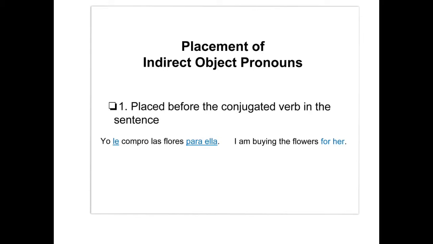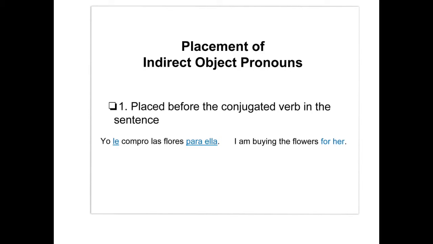Placement of indirect object pronouns is different in Spanish than it is in English. Indirect object pronouns are placed before the conjugated verb in a sentence in Spanish. Let's look at the example. Yo le compro las flores para ella. My indirect object pronoun, le, comes directly before my conjugated verb, compro.